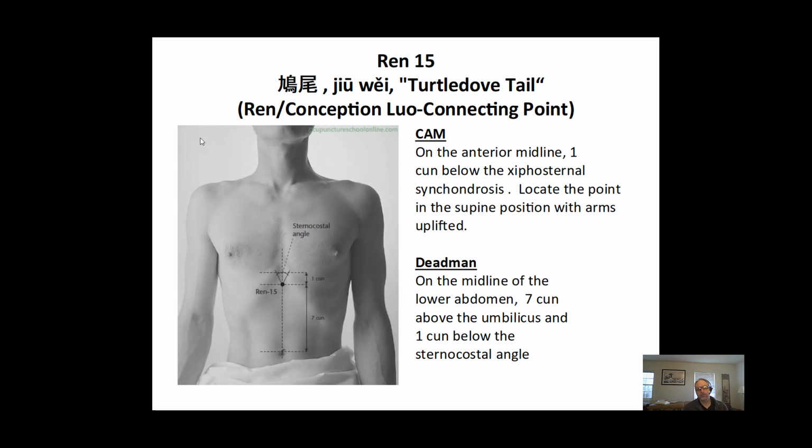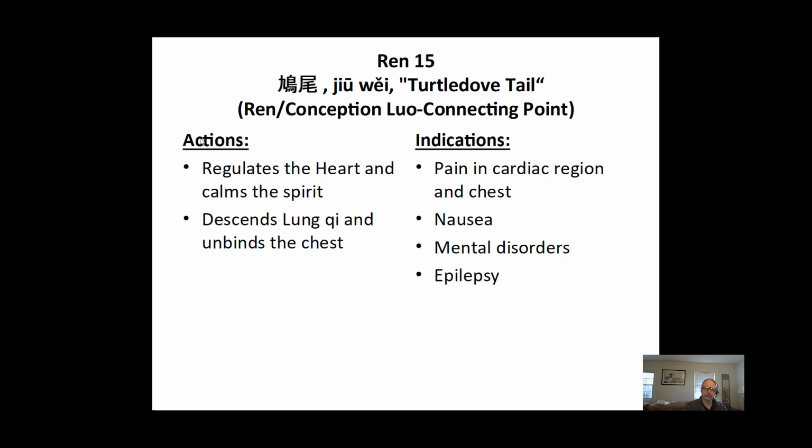Ren 15. Ren 15 is the luo point of the Renmai. It is 7 sun above the umbilicus, 1 sun below the sternocostal angle. Regulates the heart and calms the spirit, descends lung qi and unbinds the chest. Again, some similar functions to Ren 14.